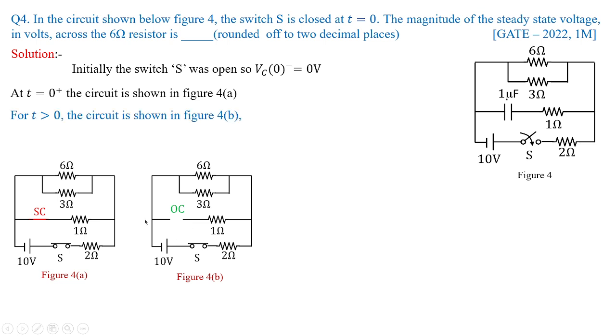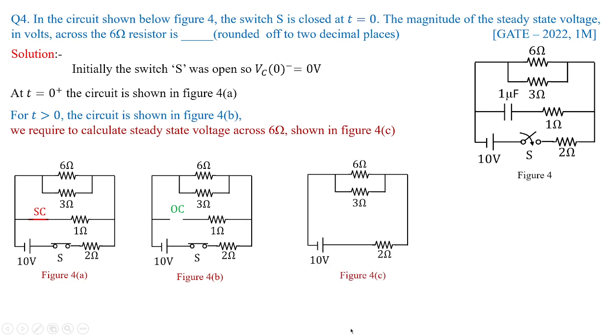In fact, for t greater than 0, the circuit is shown in 4b, and we require to calculate the steady state voltage across 6 ohms. So figure 4b can be redrawn as figure 4c like this. Since it's an open circuit, this 1 ohm becomes dummy. Now, let us assume the voltage at this particular node as V and the ground voltage as 0, which I connected like this.